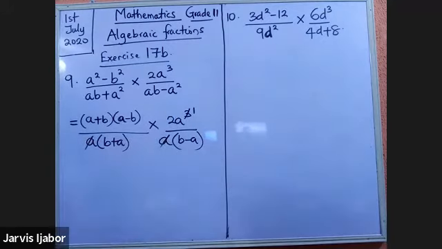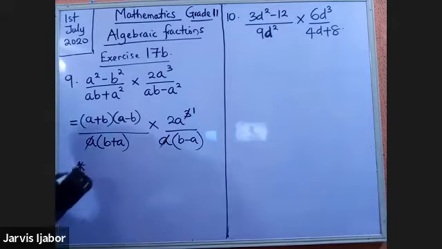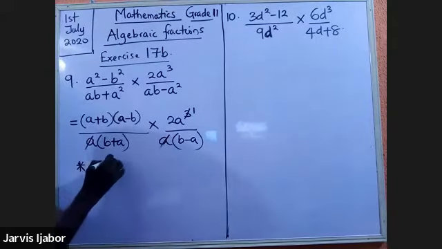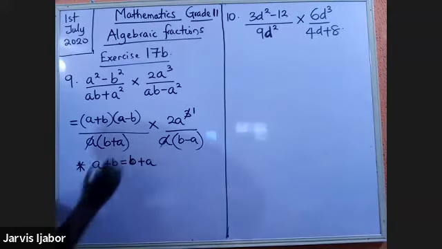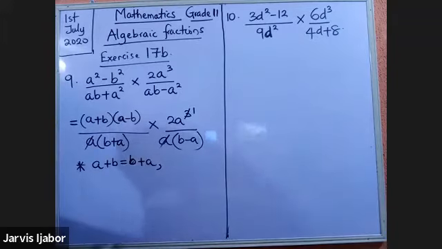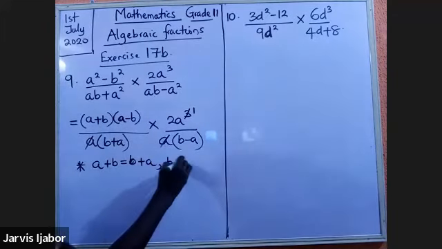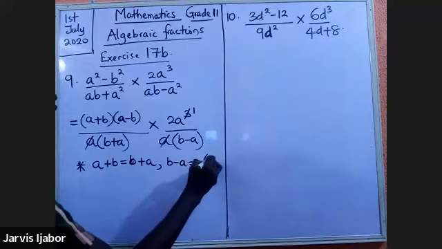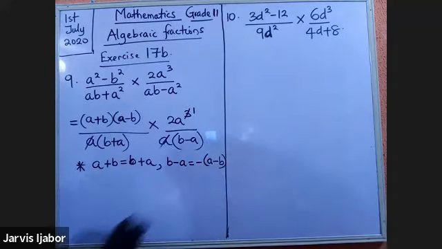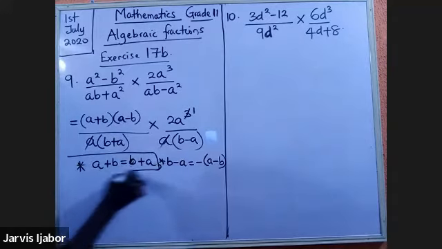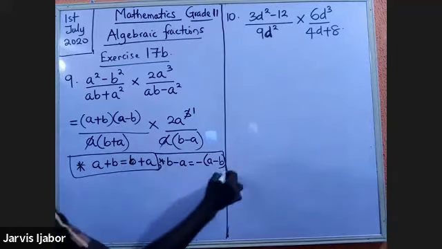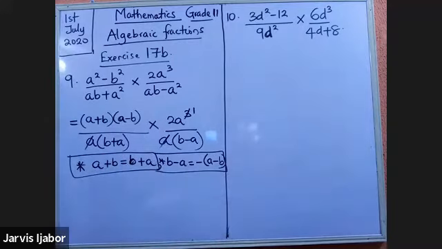Now, the next thing you need to do is to rearrange this. So I'm going to put a little nugget here. Please note that a plus b is equal to b plus a. Also note that b minus a is equal to negative into a minus b. Please take note of this. These two nuggets, this is one, and this is yet another. Take note of these two nuggets because this is what will help you restructure this one.